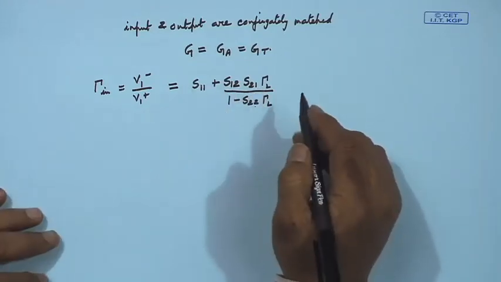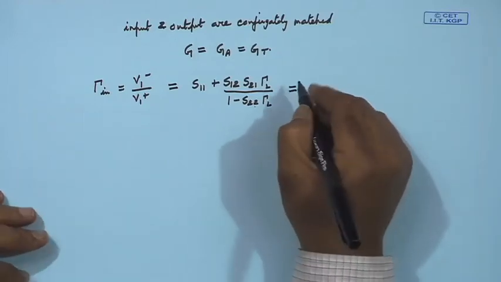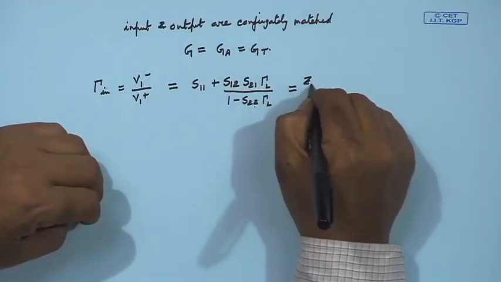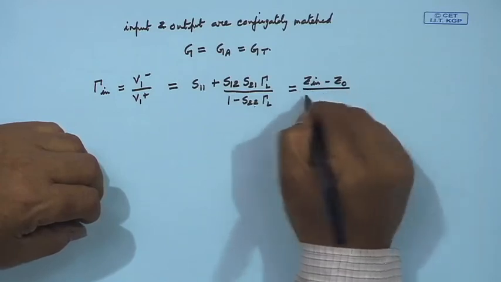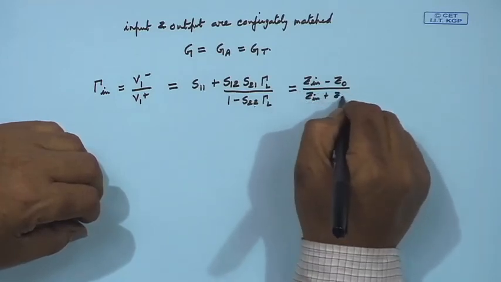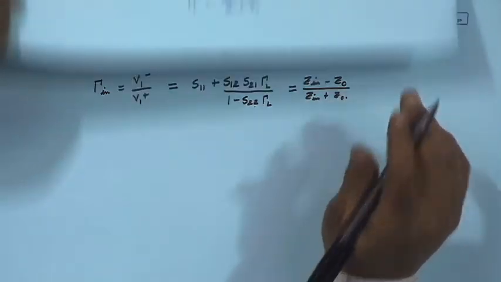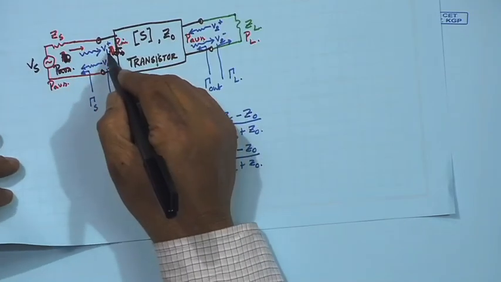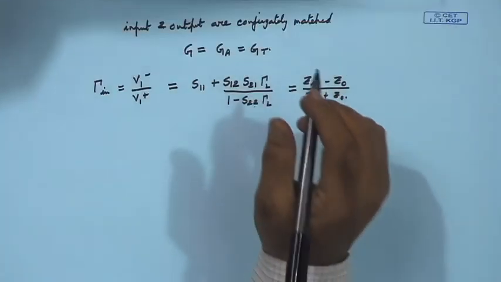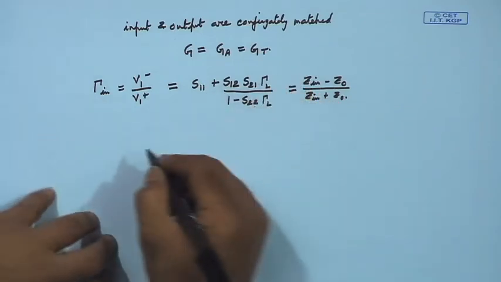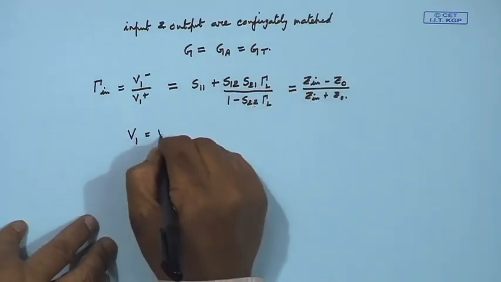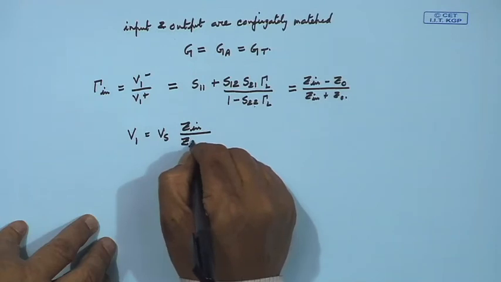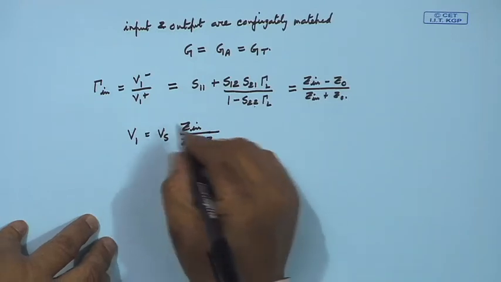So, this we have earlier derived, and we know that gamma in from the impedance perspective is nothing but Zin minus Z0 by Zin plus Z0. Now, also we know the relation, because ultimately we will have to relate to the source voltage Vs. So, what is the relation between V1 and Vs? V1 is the terminal voltage. So, I can write that V1 is Vs into Zin by Zin plus Zs, simple voltage division.